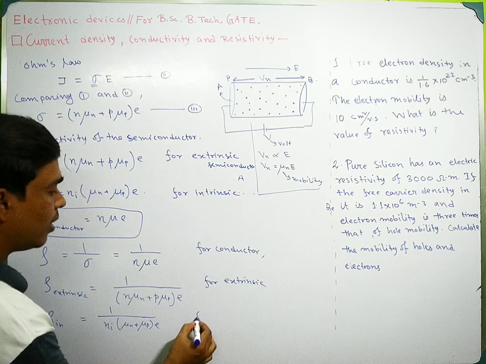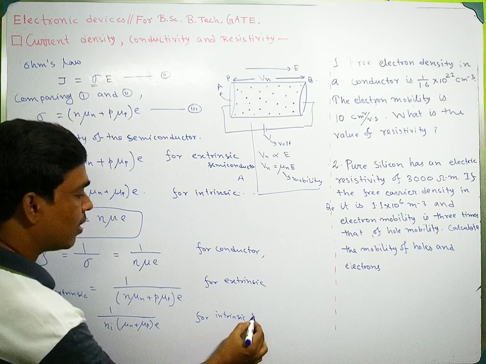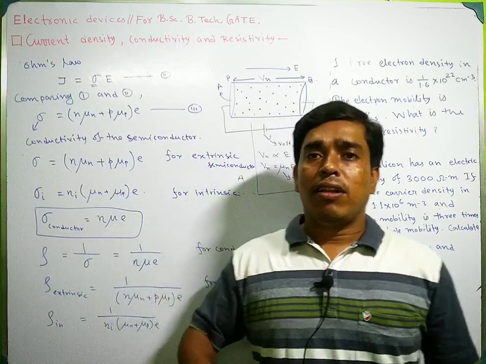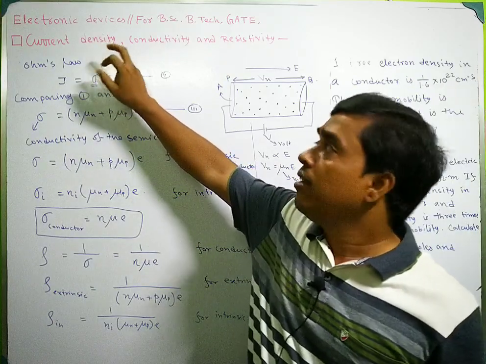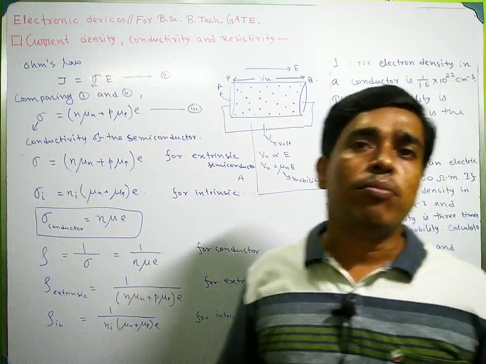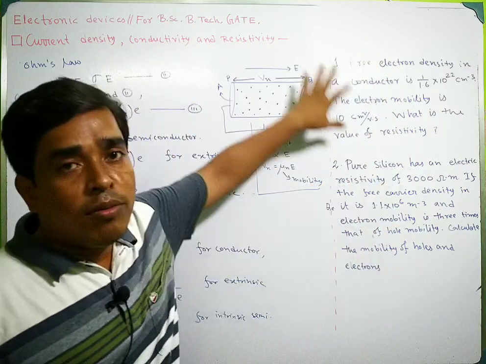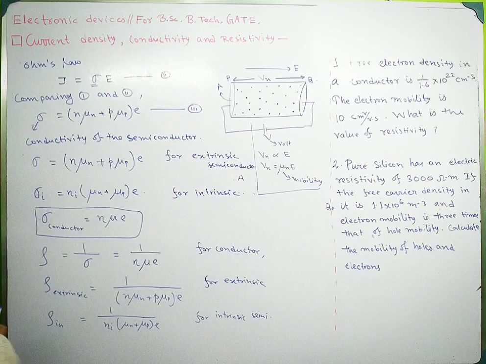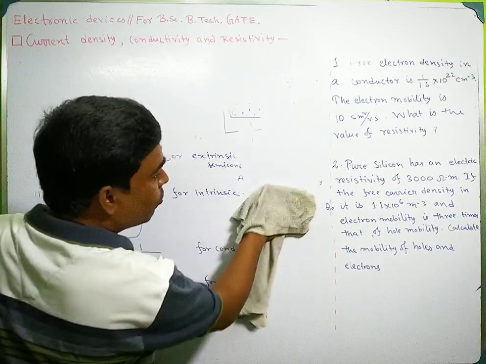This is for intrinsic semiconductor. These are the several equations related to current density, conductivity and resistivity. These formulas can be used to solve this type of problem. There are two problems related to current density, conductivity and resistivity. Now I will solve these two problems.